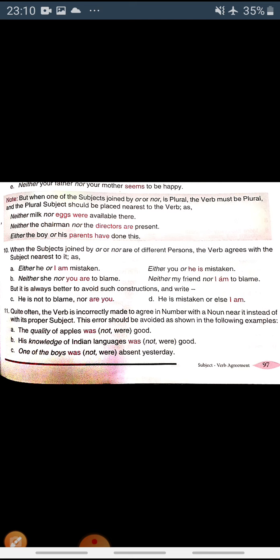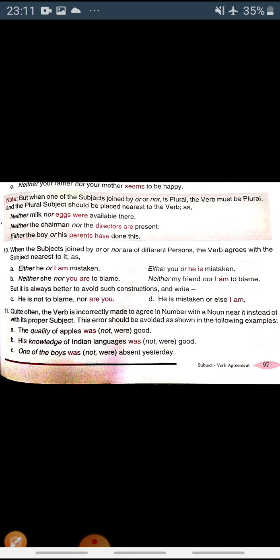Neither she nor you are to blame. Either you or he is mistaken. Neither my friend nor I am to blame. So, when the subject consists of two persons, the verb should agree with the subject nearest to it. Coming to the 11th rule.